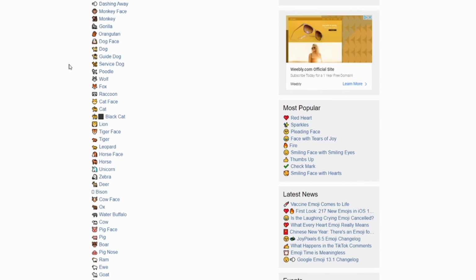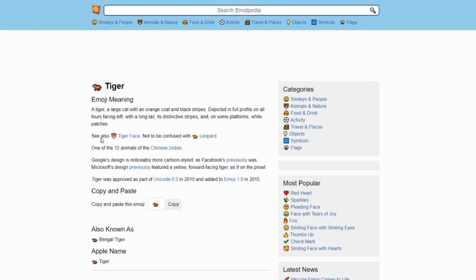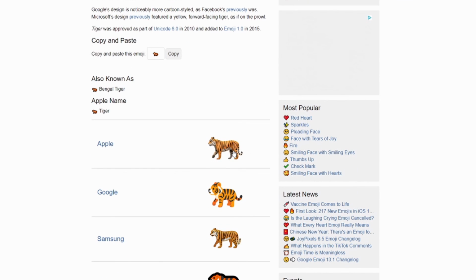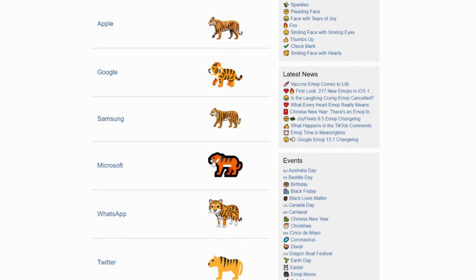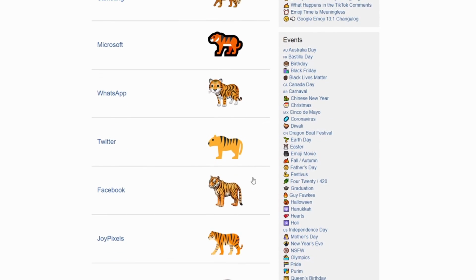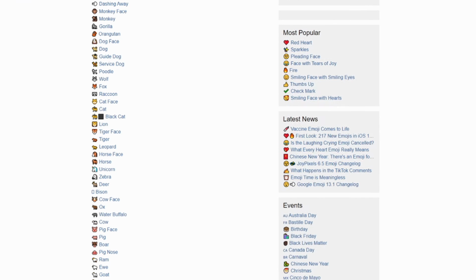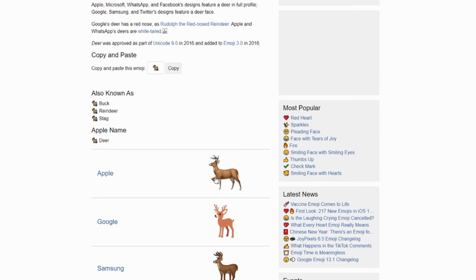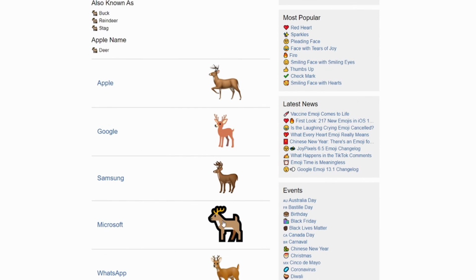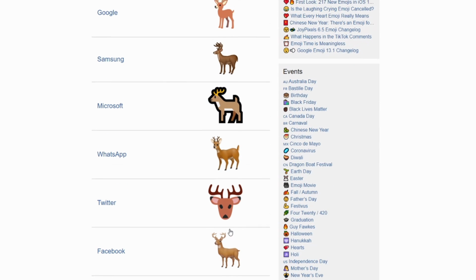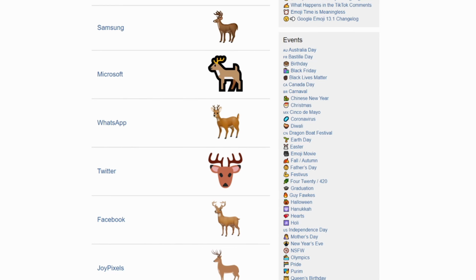Well, if you go to something like the tiger, notice Apple puts one paw up, one leg in front. Google does the same thing, so does Samsung. Microsoft has that leg in front because they're limited due to lack of detail. But then you get to Facebook's, and it's stiff. It's very stiff. No legs moving, no difference. The deer, Apple's same thing, little bit of motion. Microsoft has that little bit of motion, but Facebook's is stiff.